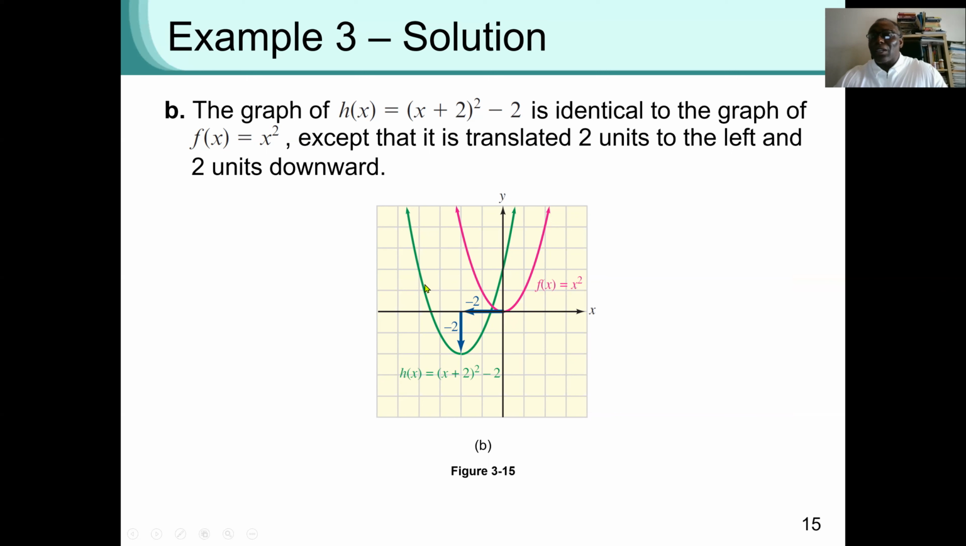Again, the shape of the graph is the same. The difference is we have minus 2 outside the parentheses. So we are shifting downward twice. And we have plus 2 in the parentheses. And that means we are shifting to the left twice. So that's what we have: to the left twice, downward twice.